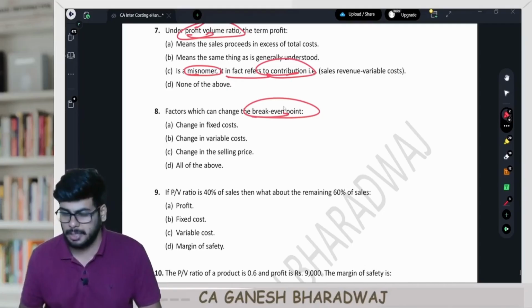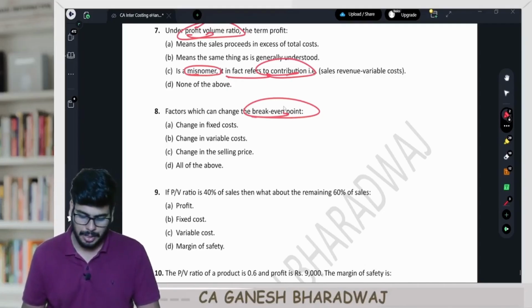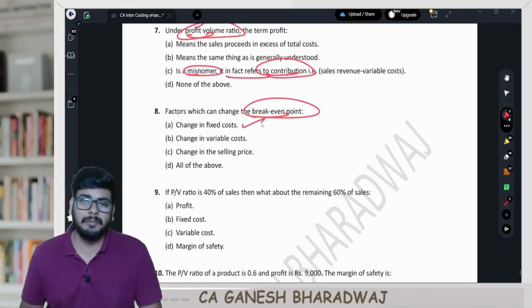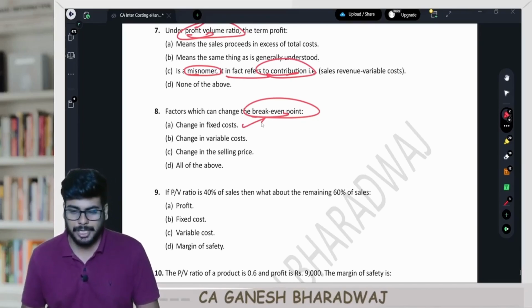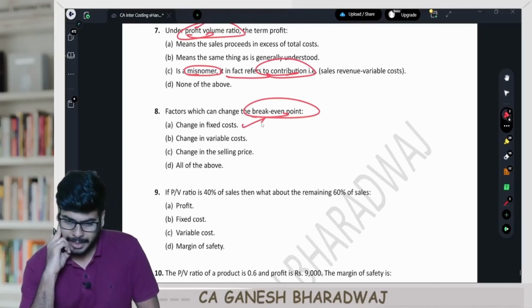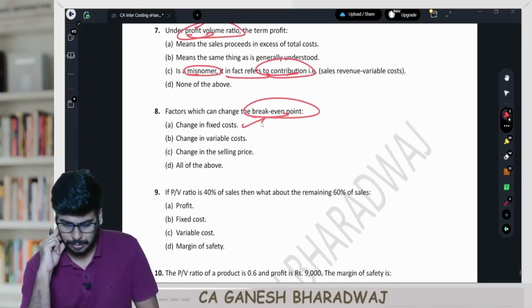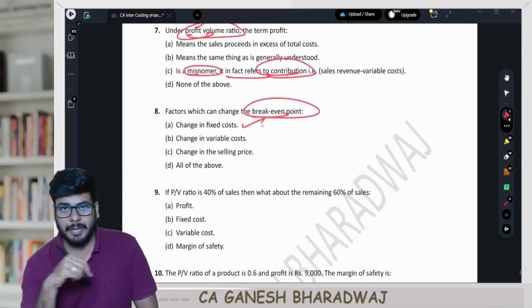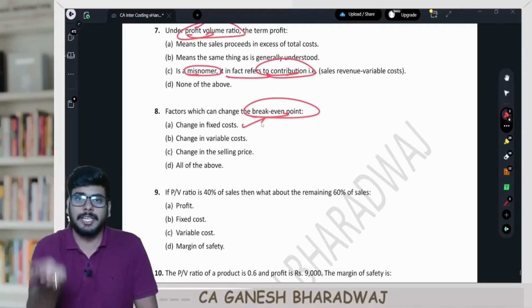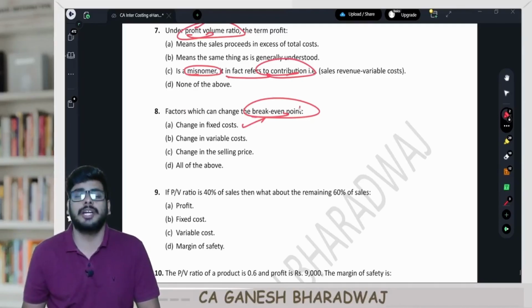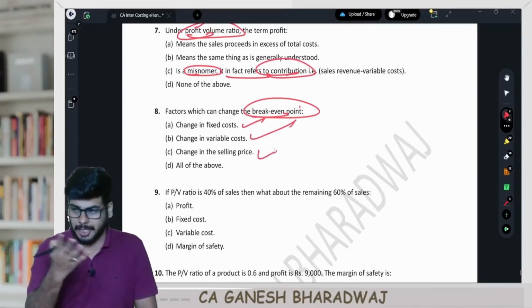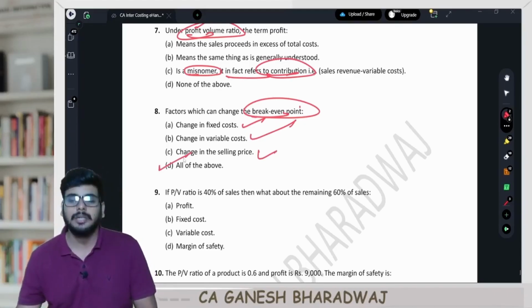If my fixed cost changes, will my break-even point change? Yes, sir. If my variable cost changes, will my break-even point change? Yes, sir. Why? If your variable cost per unit changes, contribution per unit will change. If your contribution per unit changes, obviously it takes more or less time to recover your entire fixed cost. Similarly, if there is a change in selling price, again it impacts my contribution. That is PV ratio. The moment PV ratio gets impacted, break-even point also gets impacted. So what's the answer? All of the above.